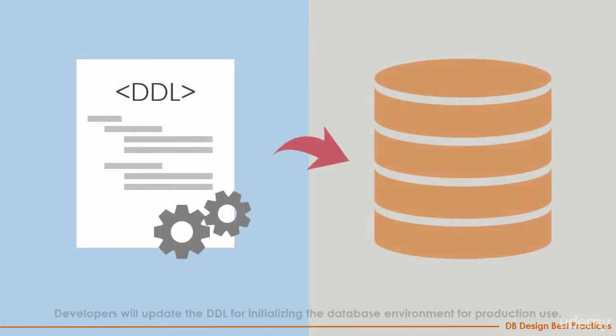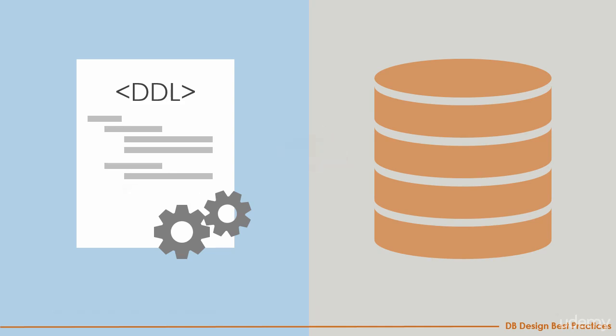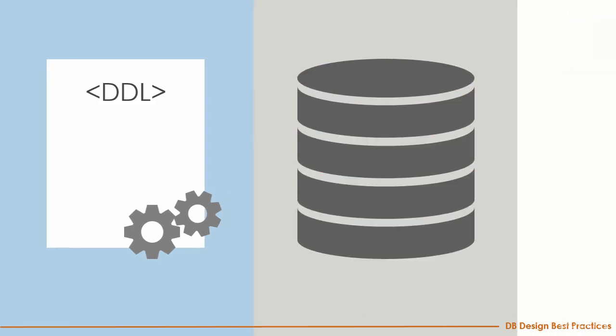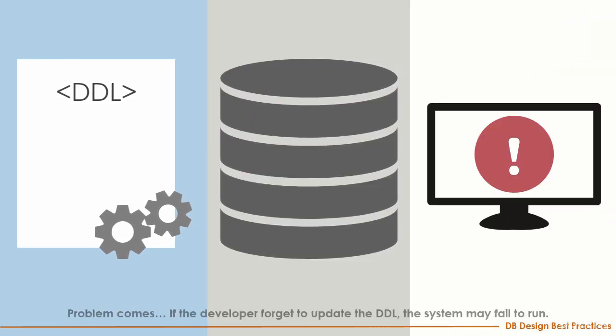Ideally, everybody will update the data definition language file, the DDL, for initializing the database environment when we roll out to production. But the problem comes when someone forgets to update the DDL accordingly. Then the production environment will have a lot of problems because some columns or tables are missing.